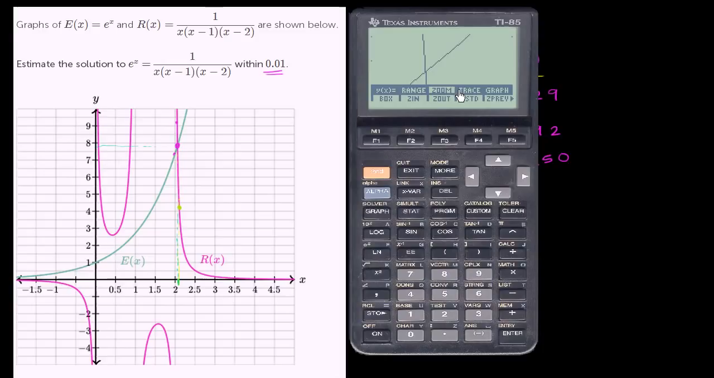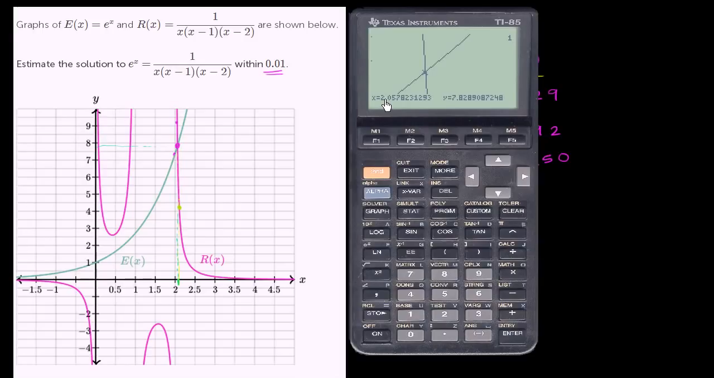So now let me try to trace the graph. So let's see, trace. It's letting me trace e of x. And let's see, if I look at my x values, decrease. So at this point, e of x is still higher than r of x. And if we get right over here, at 2.056, we see that r of x is above e of x. We just see that graphically. And then we're left of the point of intersection. And then we're still left of the point of intersection. Now we're right of the point of intersection.